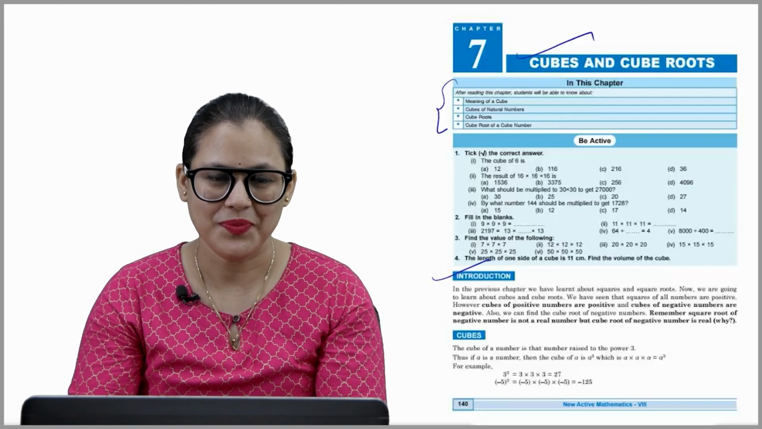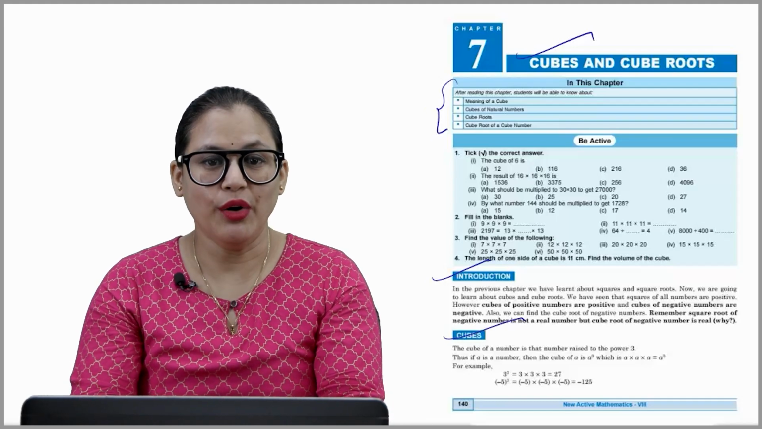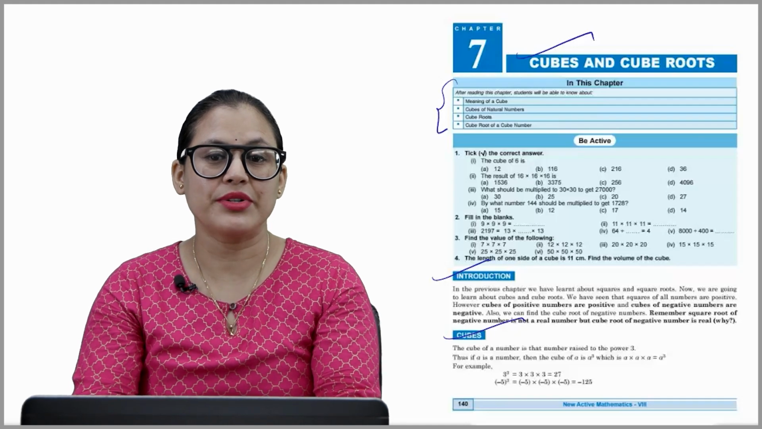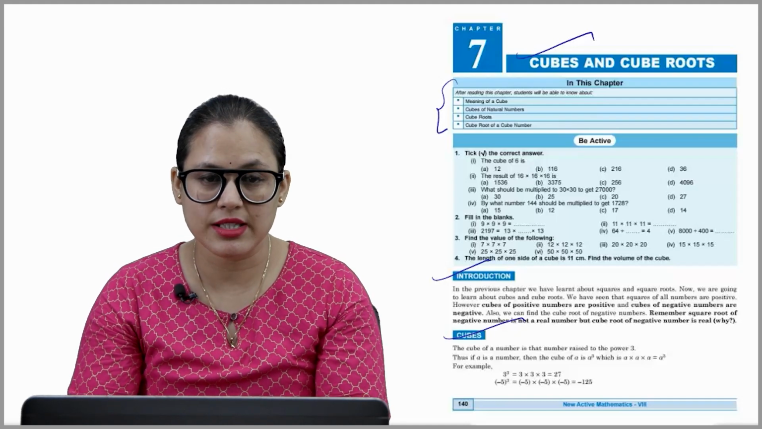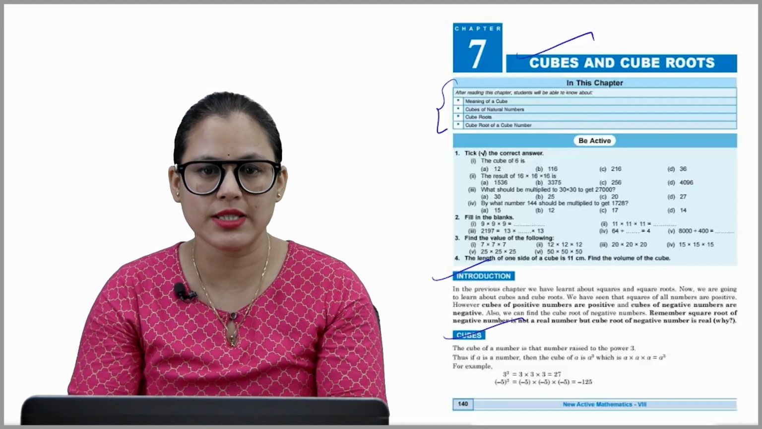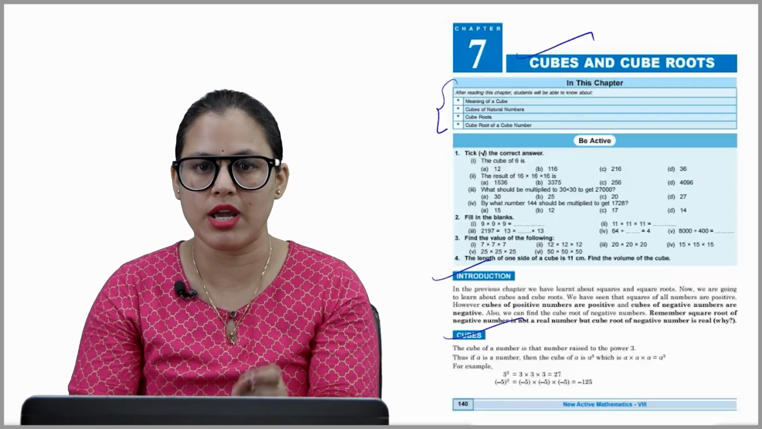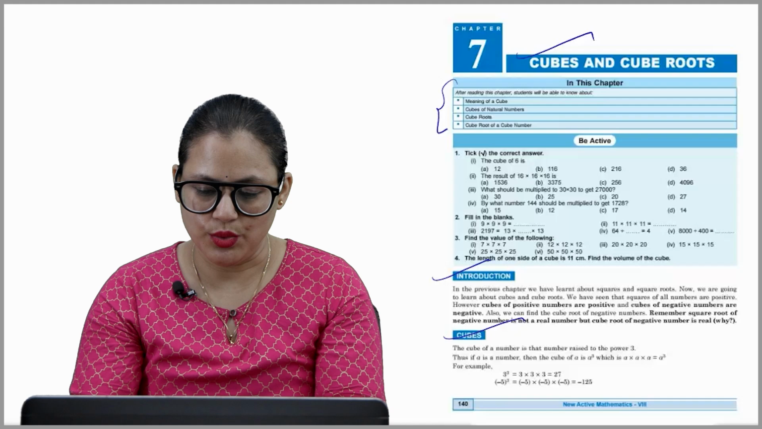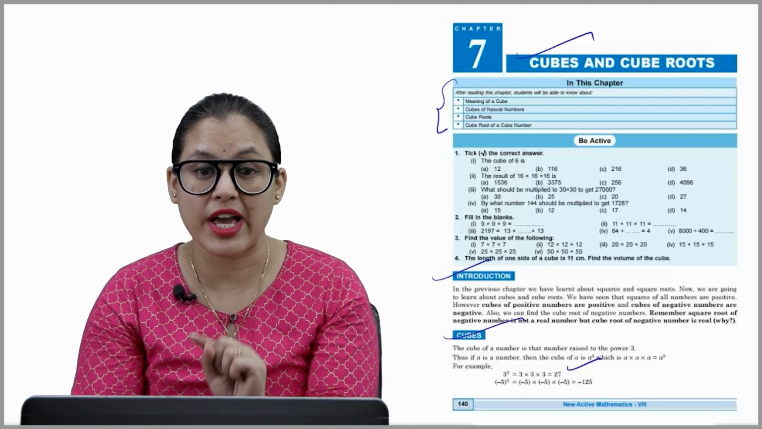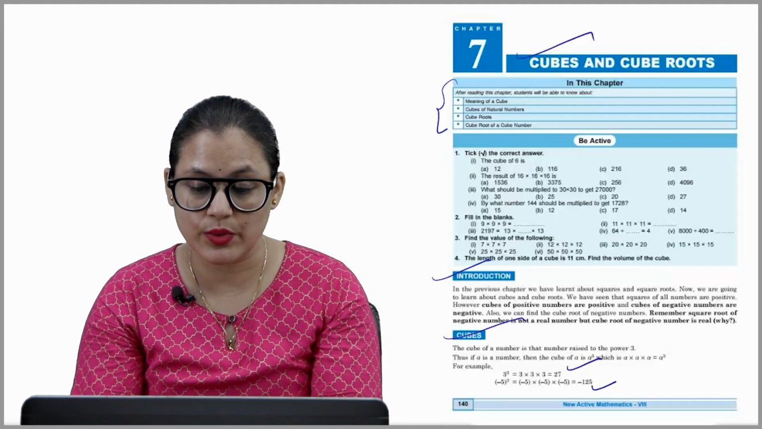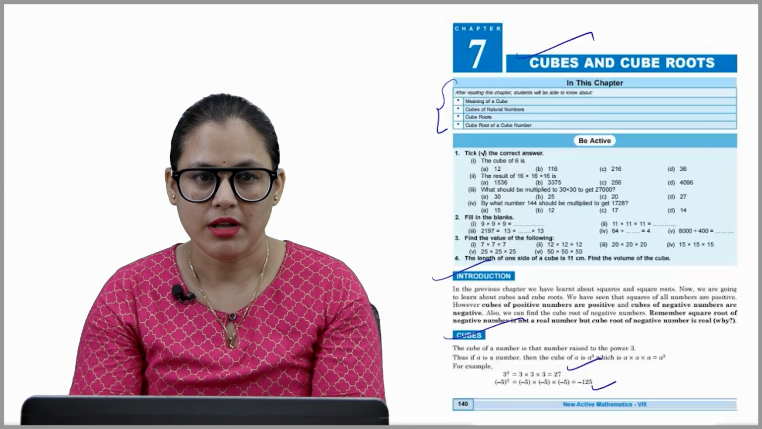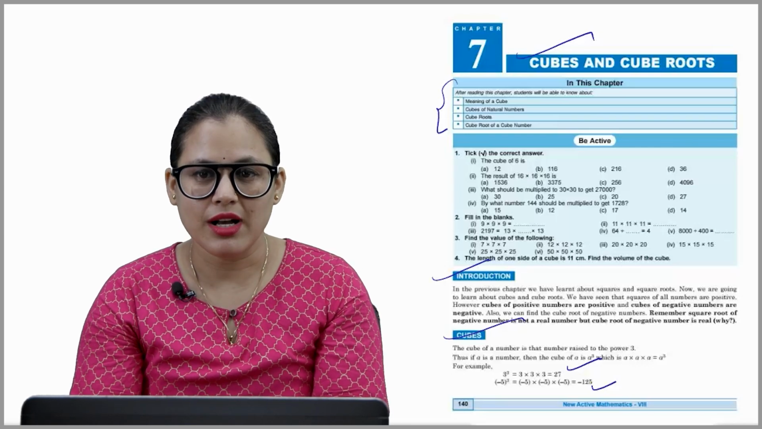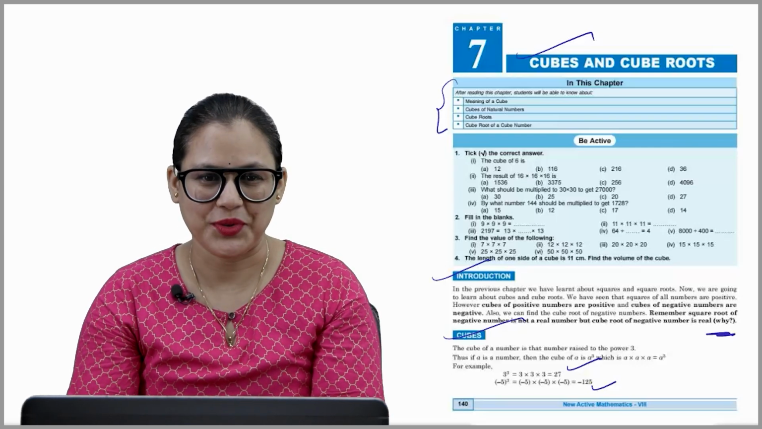Why? Cubes. The cube of a number is that number raised to the power 3. Thus, if a is a number, then the cube of a is a³, which is a into a into a, equals a³. For example, 3³ equals 27 and (-5)³ equals -125. Now, you have got the answer of this question. Why? Okay.